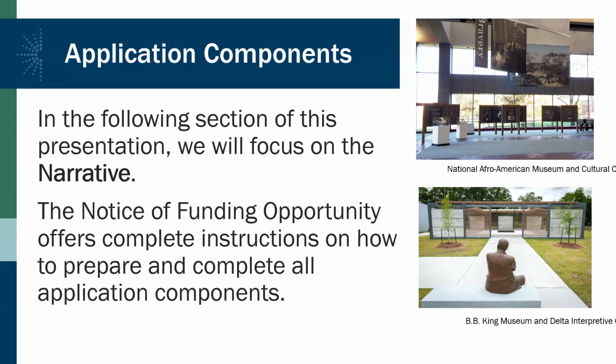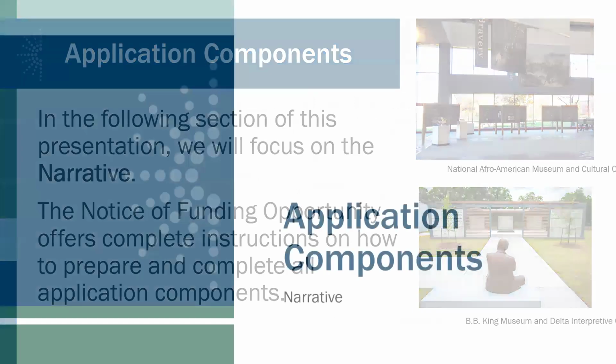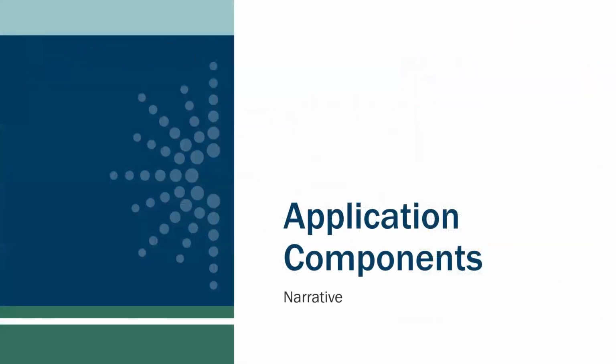In the following section of this presentation, we will focus on the narrative. Go to the Notice of Funding Opportunity for complete instructions on how to prepare and complete all of the application components. In this section, we will go over the questions you will need to answer in your project narrative and offer details on the review criteria associated with each of the 3 sections: project justification, project work plan, and project results.